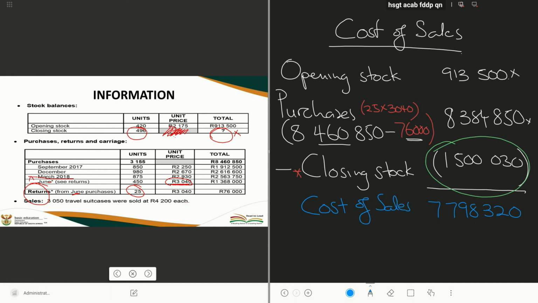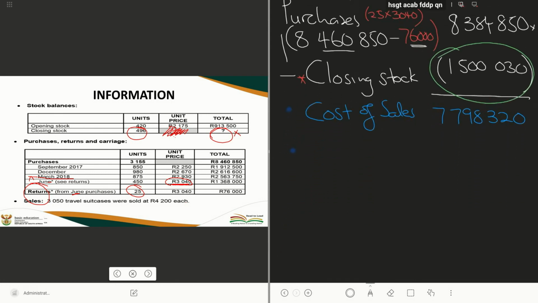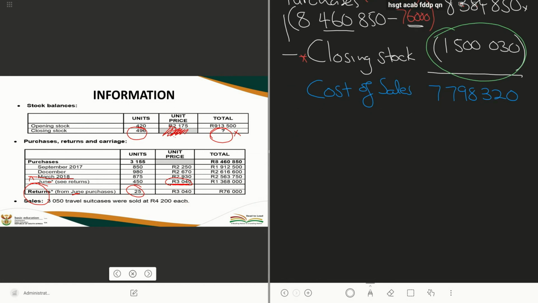All right? Boys and girls, as we round up our lesson, I want to calculate for you the last thing, what is called gross profit. Let's quickly see if we can calculate gross profit. It is easy. How do you get gross profit? Simple. You know this from your grade 10. Gross profit is sales minus your cost of sales.